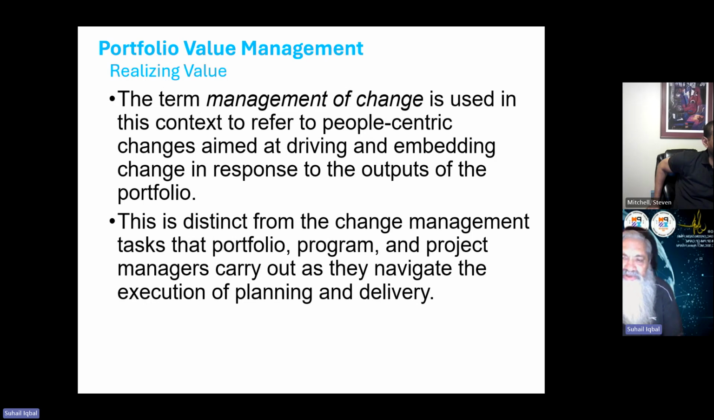This is distinct from the change management tasks that portfolio, program and project managers carry out as they navigate the execution, because as I said, these are pre-approved changes. They do not require a change request. They are coming right from the top. They're coming from the portfolio.